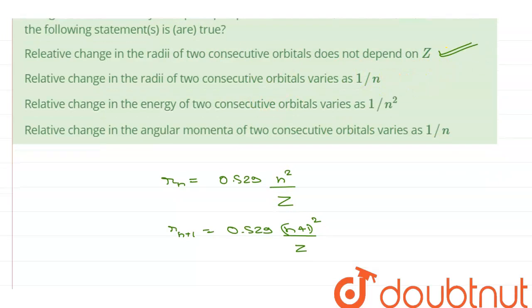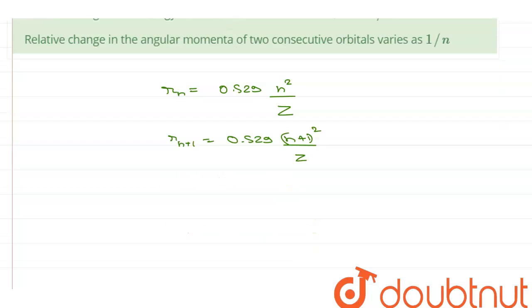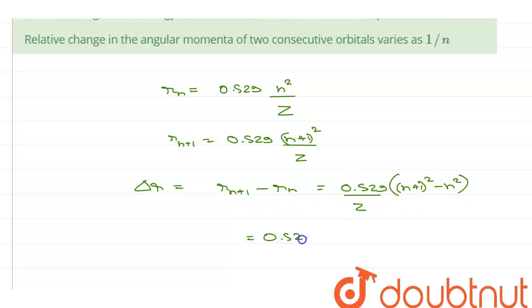The second statement says relative change in radii of two consecutive orbitals varies as 1 by n. We already have the radii of the nth and (n plus 1)th orbital. So the change in the radii of two consecutive orbitals, that is delta r, is equal to Rn plus 1 minus Rn, which is equal to 0.529 by Z times (n plus 1) squared minus n squared, which is equal to 0.529 by Z times (2n plus 1).